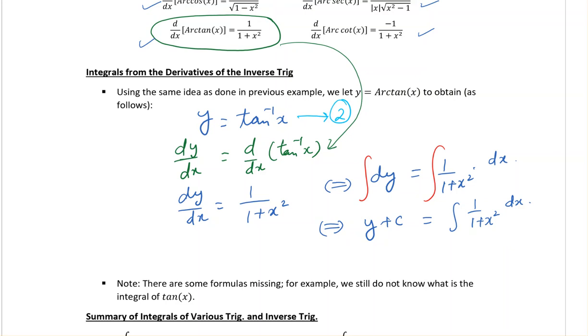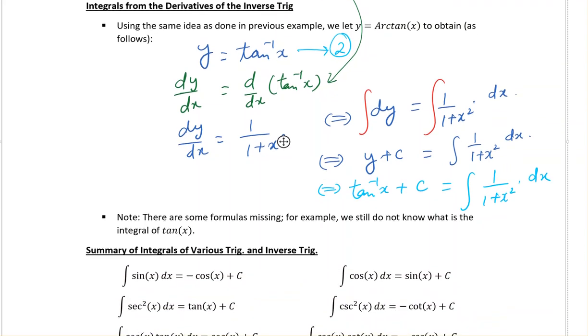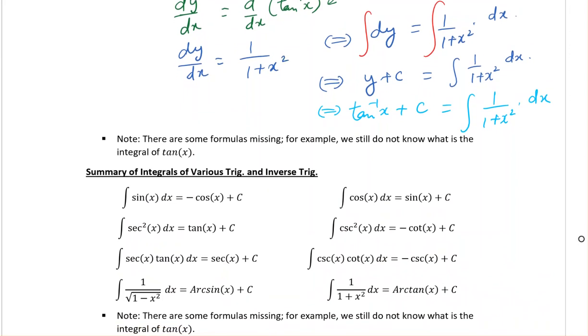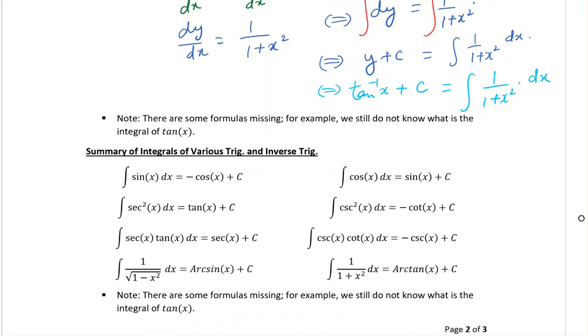Since we know the value of y from number 2, we can write tangent inverse x plus c is equal to the integral of 1 over 1 plus x squared dx. Thus we got another formula for the integrals. If you look here, below I have given a summary of the integrals of various trigonometric and inverse trigonometric functions. If we keep repeating the same process, we will figure out the following.